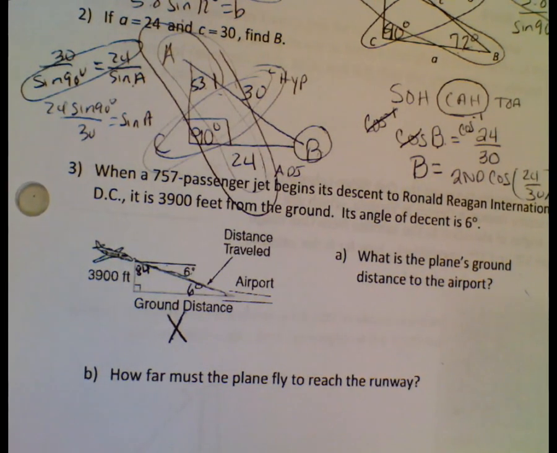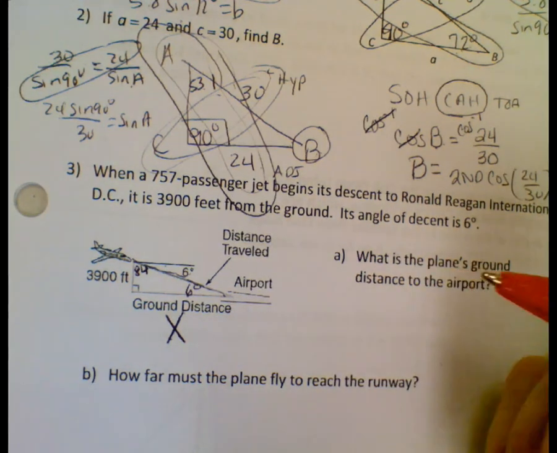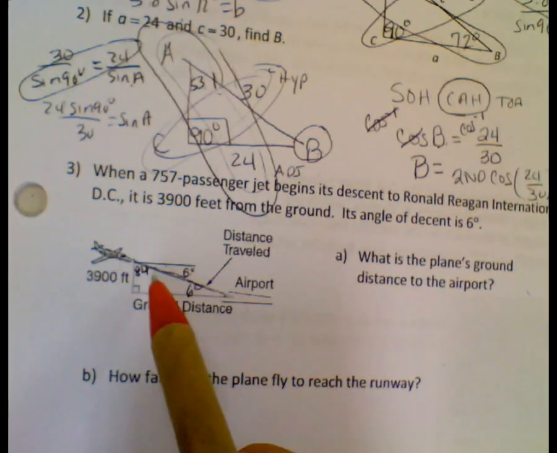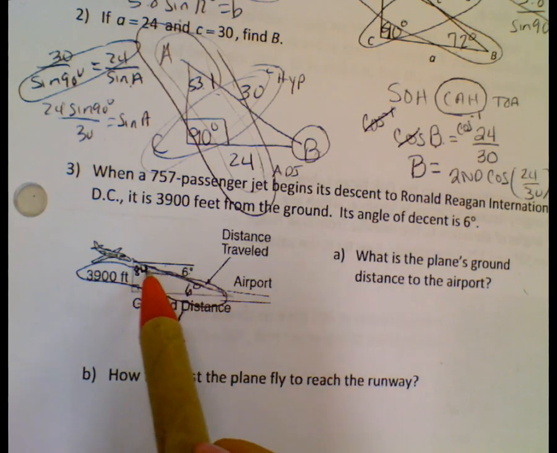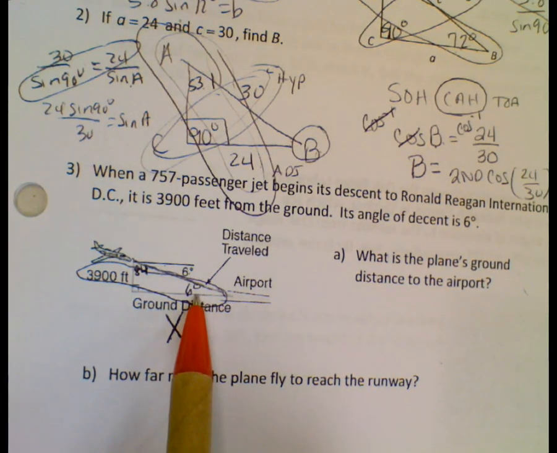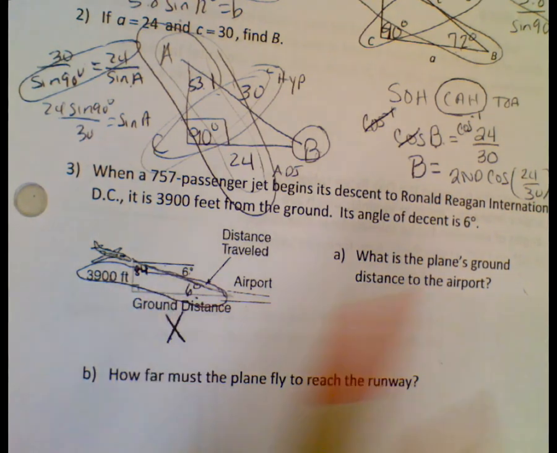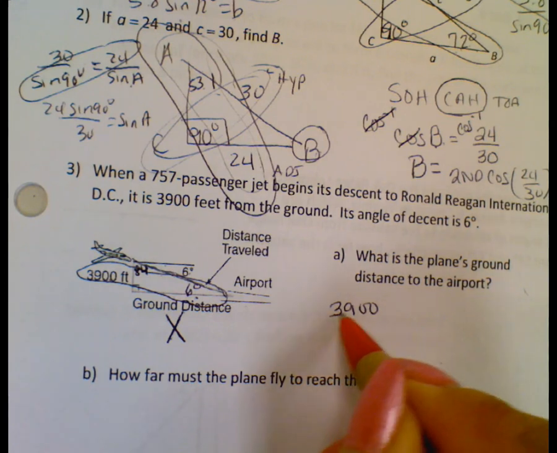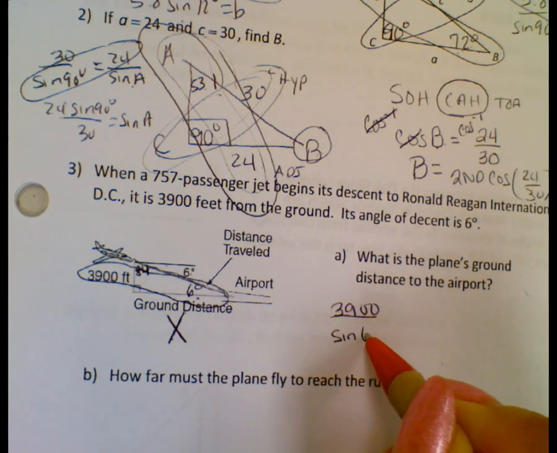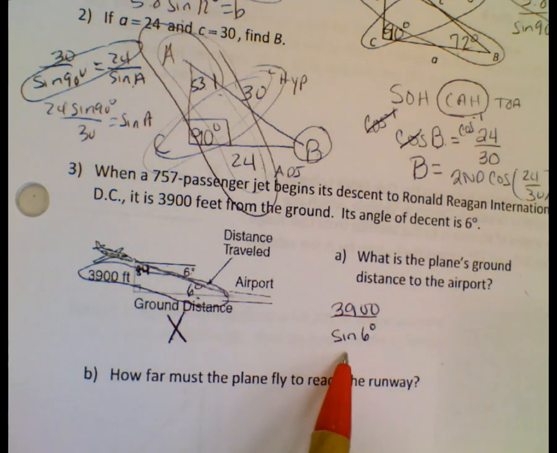I think we should do law of sines. So one of the ones we know is this one. This is the ratio that we know. I'm going to circle this. The angle 6 is across from the side 3,900. So you can use that as the given ratio for law of sines. So you would go 3,900 over sine 6. Side opposite angle. Right there.